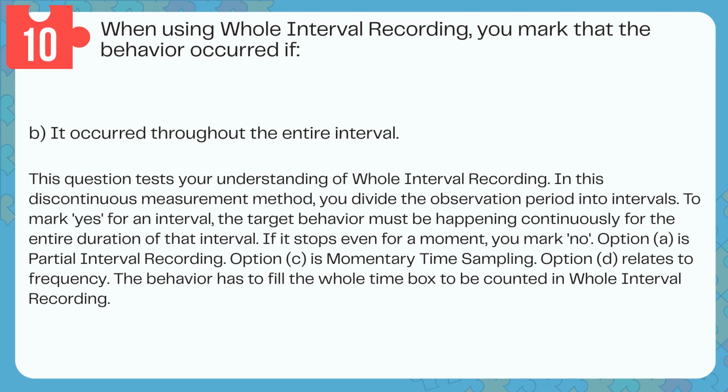Answer: B. It occurred throughout the entire interval. This question tests your understanding of whole interval recording. In this discontinuous measurement method, you divide the observation period into intervals. To mark yes for an interval, the target behavior must be happening continuously for the entire duration of that interval. If it stops even for a moment, you mark no. Option A is partial interval recording. Option C is momentary time sampling. Option D relates to frequency. The behavior has to fill the whole time box to be counted in whole interval recording.